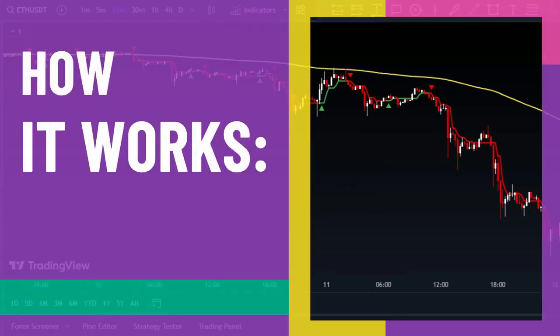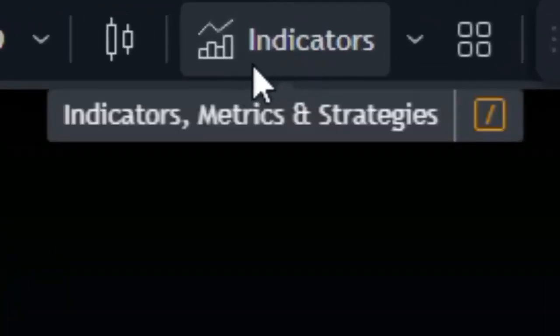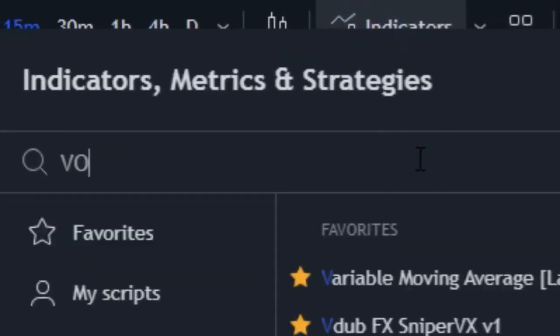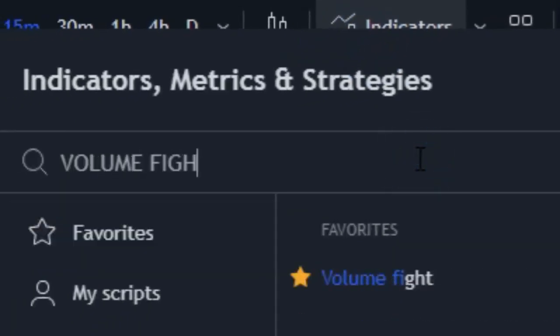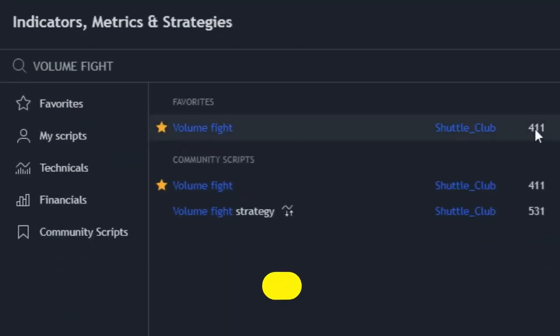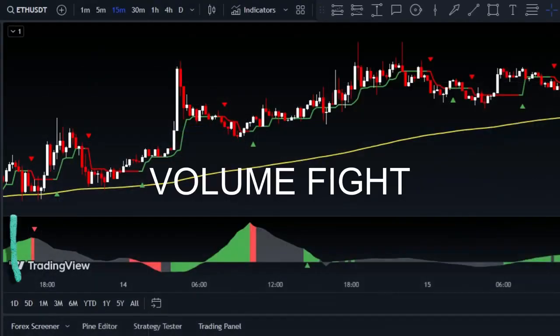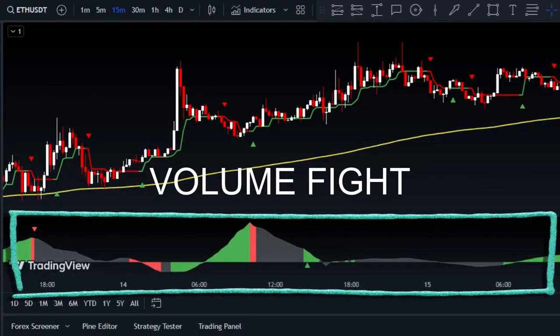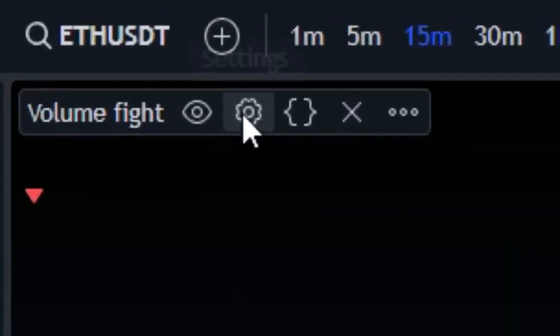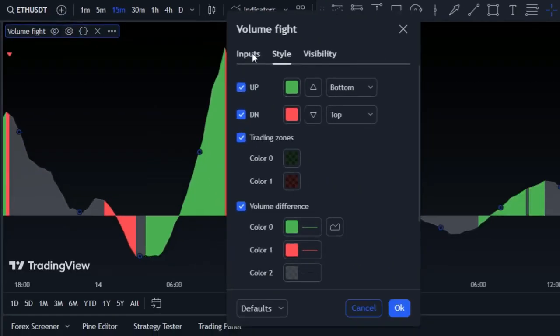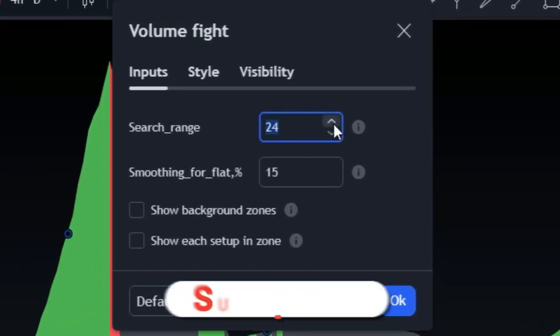Now let's take it up a notch and ensure your strategy shines even when the market is in sideways mode. Head back to the indicator section on the TradingView website and introduce the volume fight indicator to your toolkit. Remember, once it's part of your strategy, we'll fine-tune its settings to maximize its effectiveness.